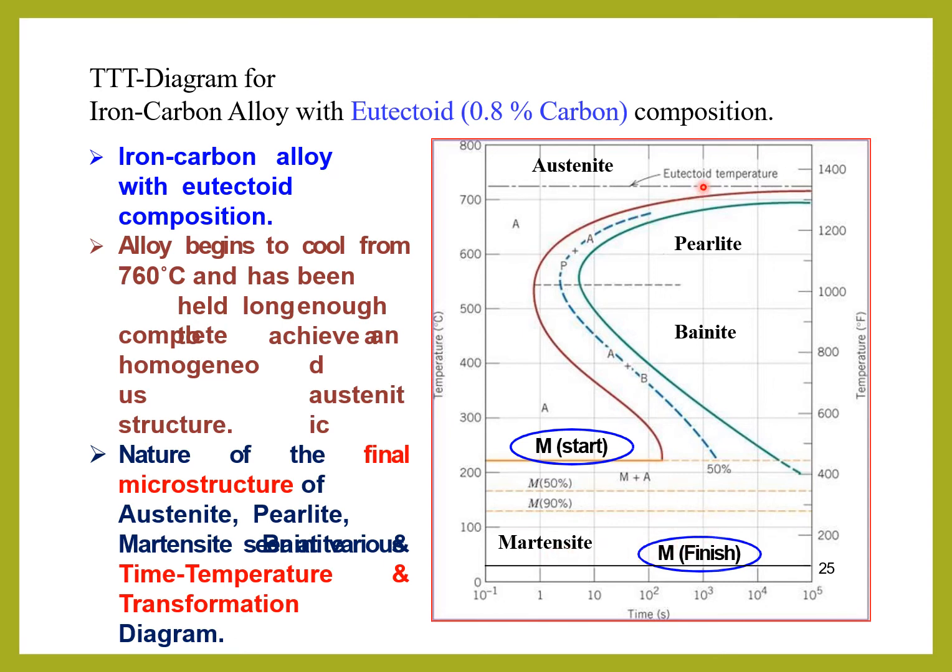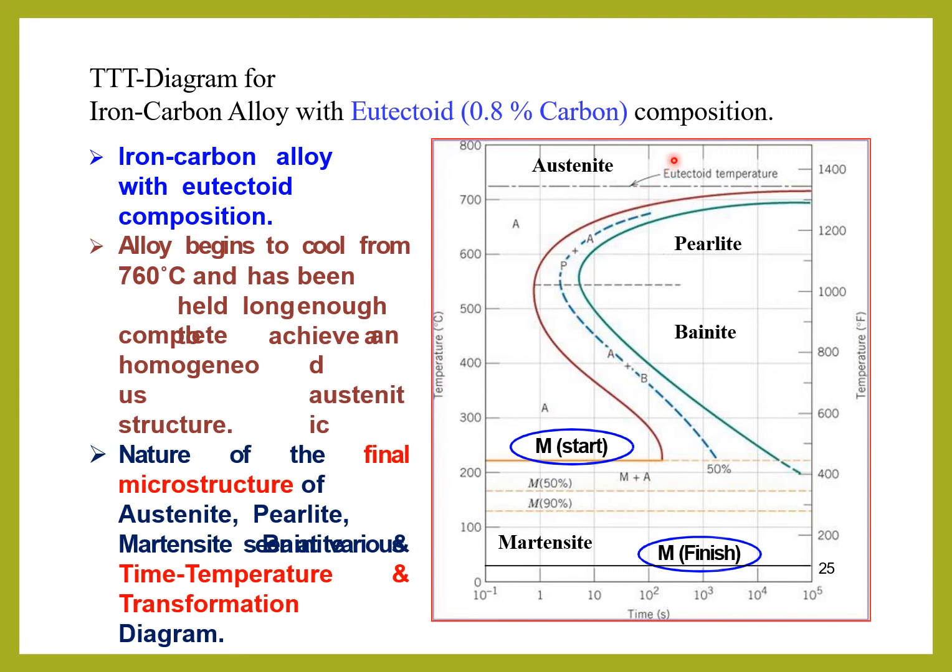Here we have to know at what temperature the transformation occurs and what the time is. That is called the starting of transformation and the ending of transformation. This is the starting temperature and this is the ending transformation temperature. The shape looks like an S or a C, so we can call this an S curve or a C curve.